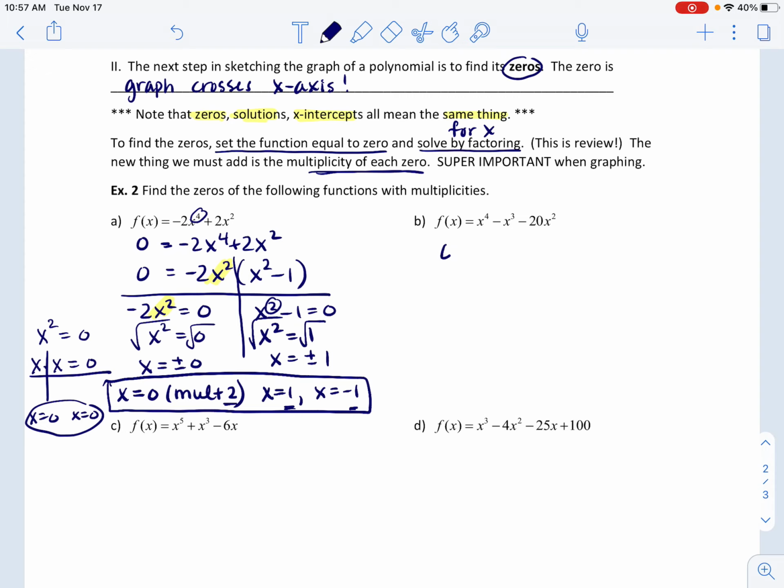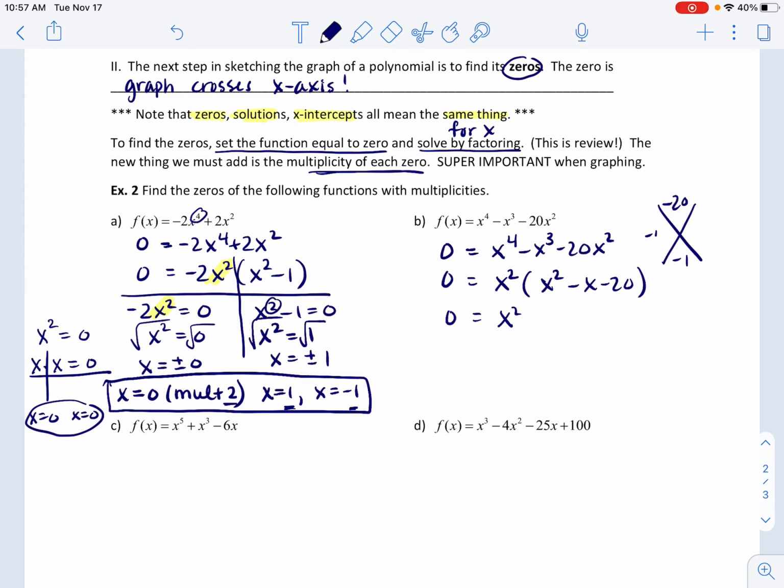So again, we're going to set f of x equal to 0. Okay, I'm going to take out a GCF here. If you notice, an x squared goes into all of those. So you'll have x squared minus x minus 20. And then I'm just going to use the big X factoring on that guy in the parentheses. So I need 2 numbers that give me negative 20 and negative 1 on the bottom. So that looks like it's going to be a negative 5 and a 4. So this is going to factor to x minus 5 times x plus 4.